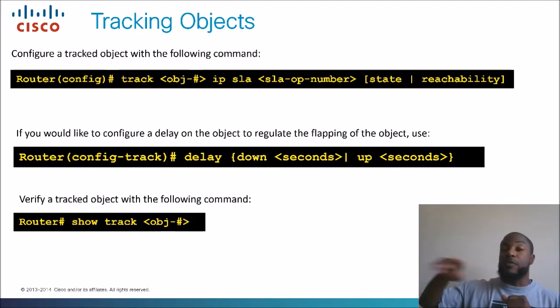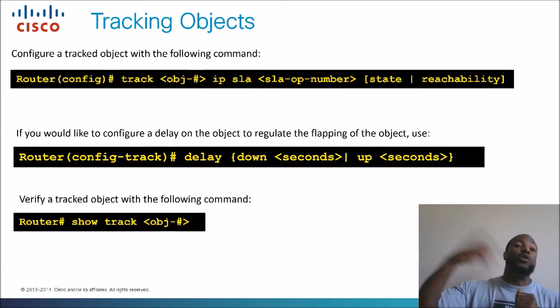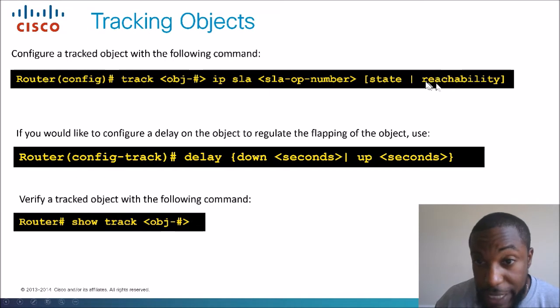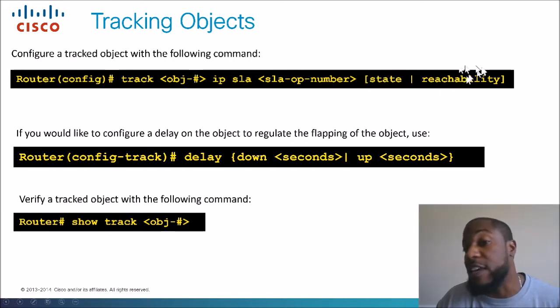As soon as that web server goes down and we're not getting a response, if we're tracking that as an object, boom, it's going to let us know this object went down. Then we'd have to set an action, and we could do that with reachability or just track the state. In this case, we could do reachability.